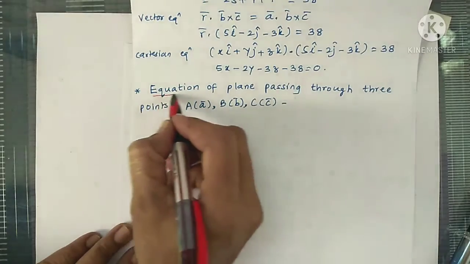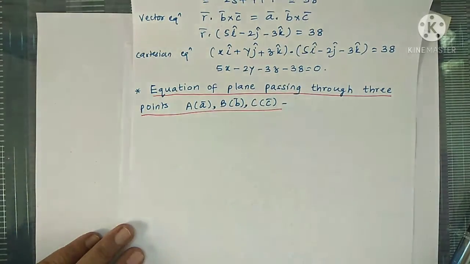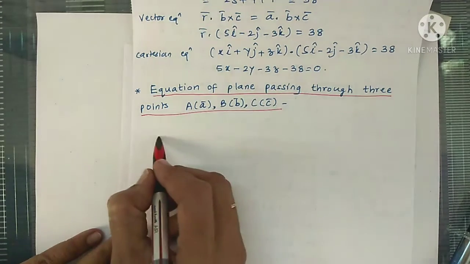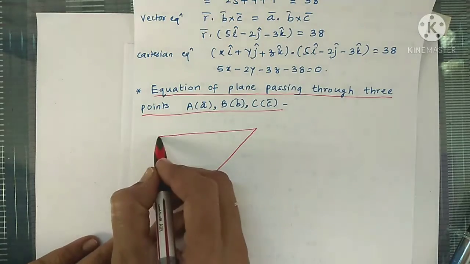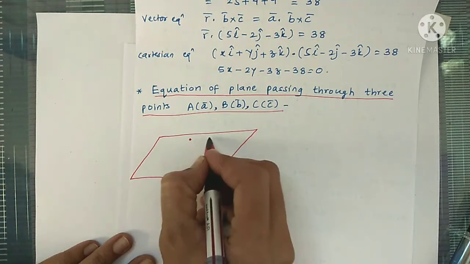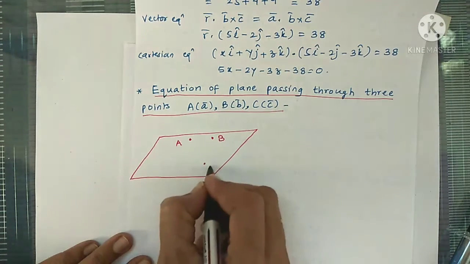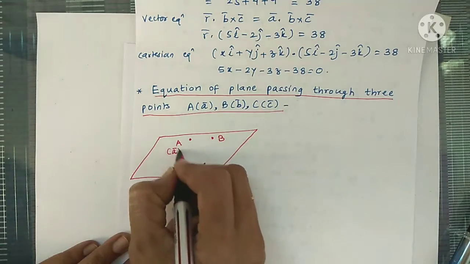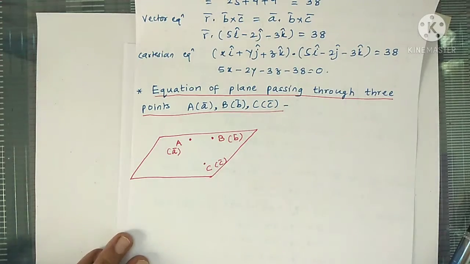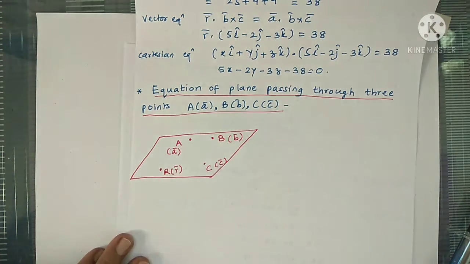Now the last form of the equation of a plane is the equation of the plane passing through 3 points A, B and C with position vectors a bar, b bar and c bar respectively. So let's consider a plane. So let this be the plane and 3 points are given. So A, B and C are 3 points in the plane and their position vectors are given. Okay, so these 3 are fixed points. Let R be any point in the plane with position vector r bar.